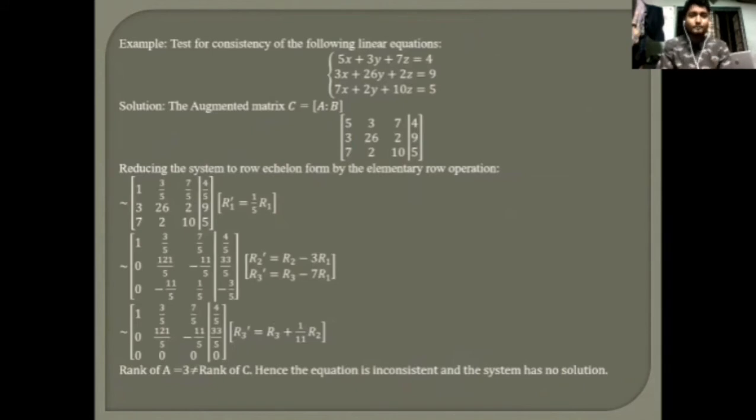Then, example: test for consistency of the following equations. We have three equations: 5x plus 3y plus 7z equals 4, 3x plus 26y plus 2z equals 9, 7x plus 2y plus 10z equals 5. Solution: the augmented matrix C equals A augmented with B. The matrix is 5, 3, 7, 4; 3, 26, 2, 9; 7, 2, 10, 5. Reducing the system to row echelon form by elementary row operations and calculating, rank of A equals 2, which is not equal to rank of C. Hence the equation is inconsistent and the system has no solution.